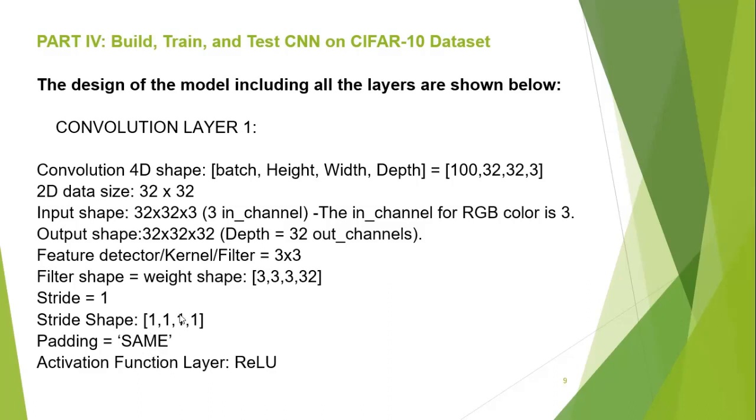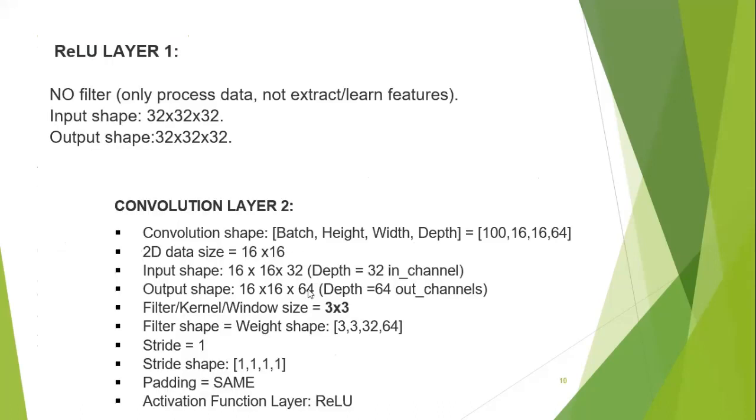Why we use padding SAME is in order to preserve the spatial dimension of the input. And here we are going to use the ReLU activation function to introduce nonlinearity into the convolutional neural network. And then here, this is ReLU layer 1. Here we don't need any filter because we only process the data. No need to extract features or learn features.